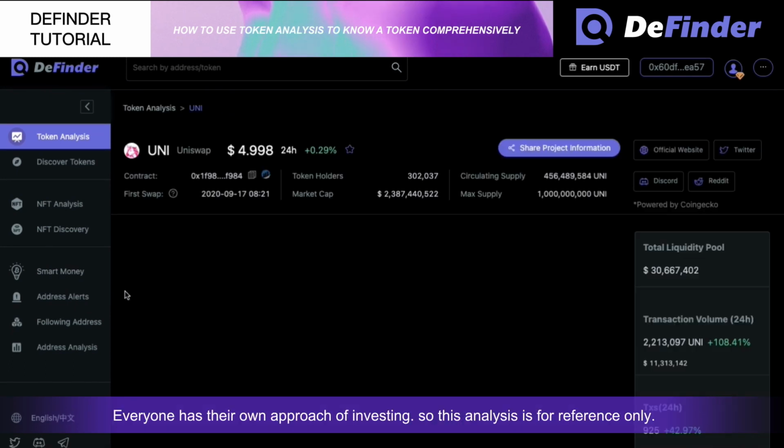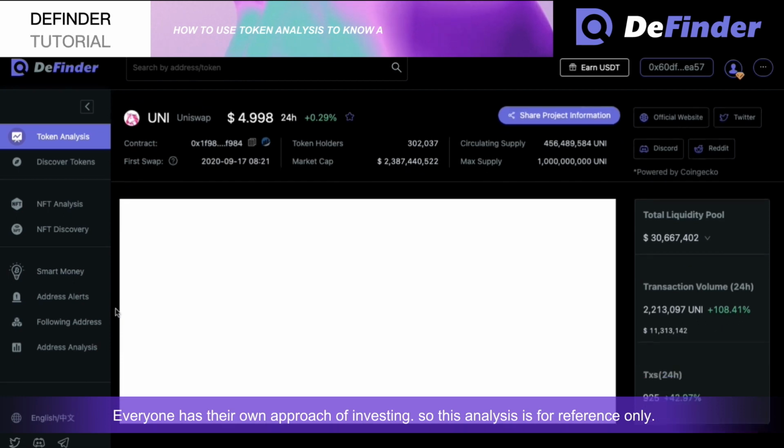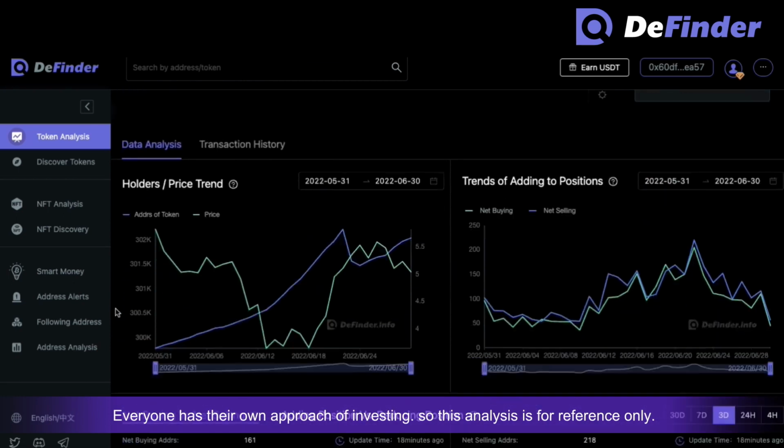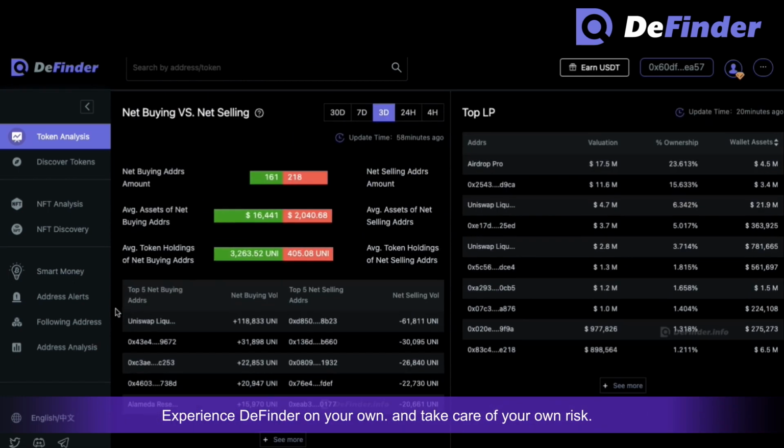But everyone has their own approach of investing, so this analysis is for reference only. Experience DeFinder on your own and take care of your own risk.